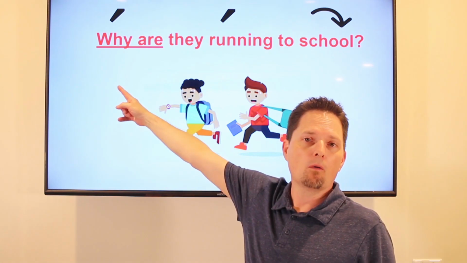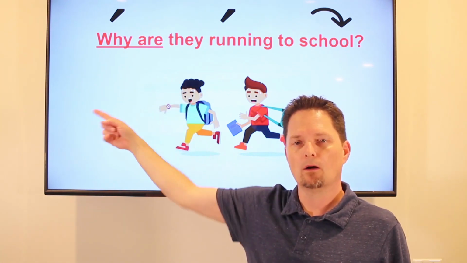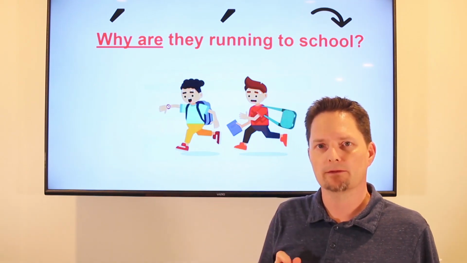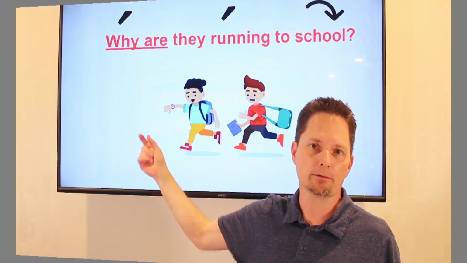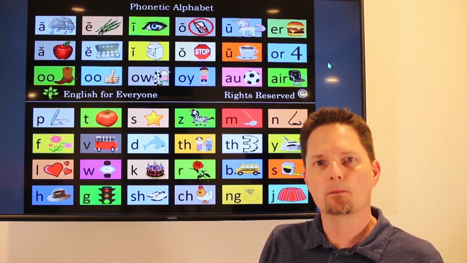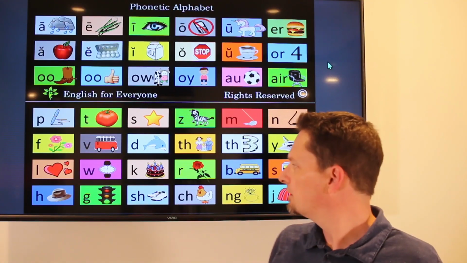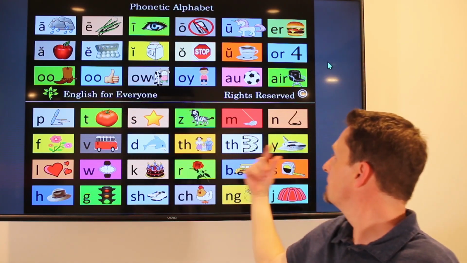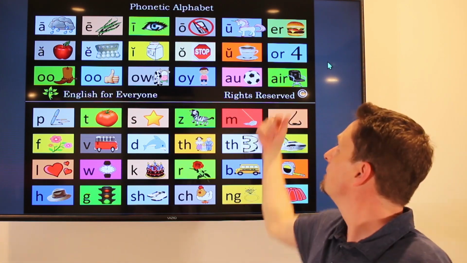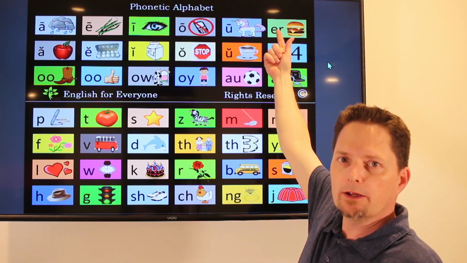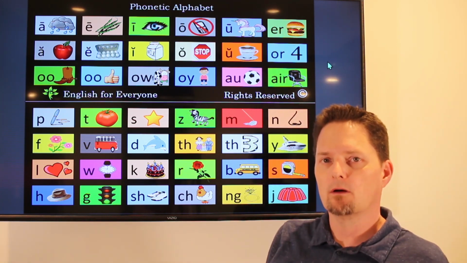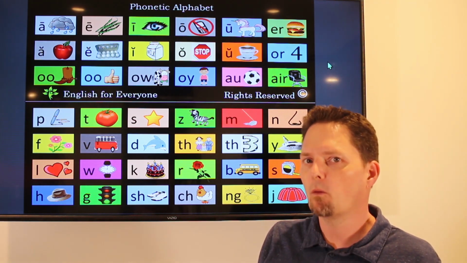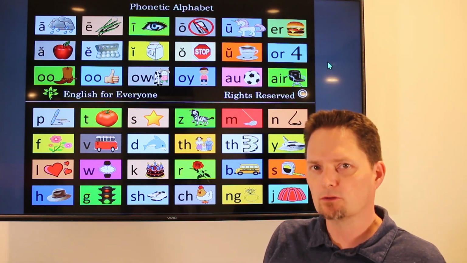Sounds linked together. Why are, together, wire, wire. Why are they running to school? Link the words together. Let's look at the pronunciation of wire. Why are, linked together, pronunciation, wire. Why, y, why, wire. Why are they running to school?